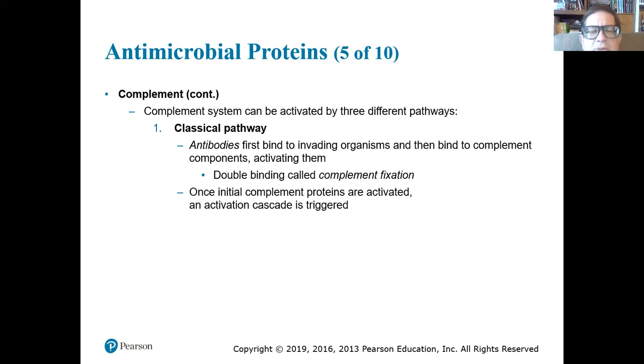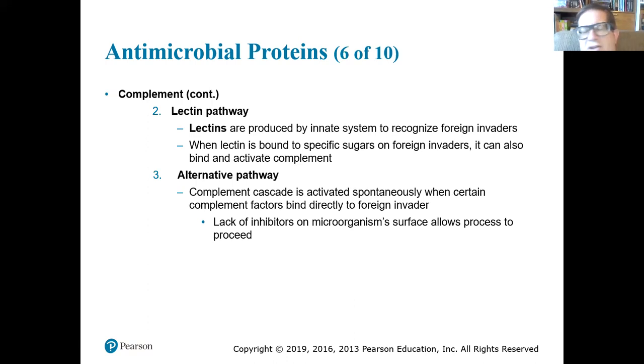The complement proteins can be activated by antibodies that bind to the organism. Remember, that's opsonization. And then they bind to the complement proteins, activating them. This double binding is called complement fixation. Once that happens, complement proteins are activated. There's a cascade, just like blood clotting, a cascade of activity.